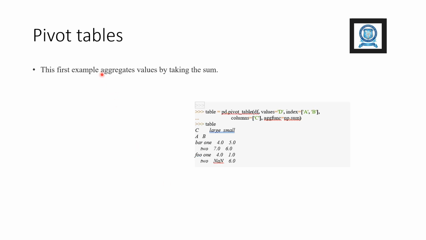The first example aggregates the values by taking the sum. See here, table is equal to pd.pivot_table(df). The data frame has been taken as an input and the values are from D, and indexes are from the A and B columns, and columns is C. The aggregate function we used here is np.sum. So if we print the table, the pivot table will look like this. The output for the statement is like this.